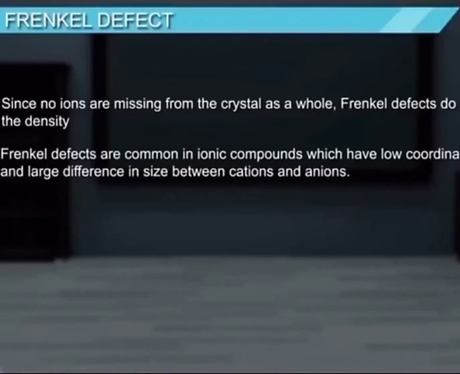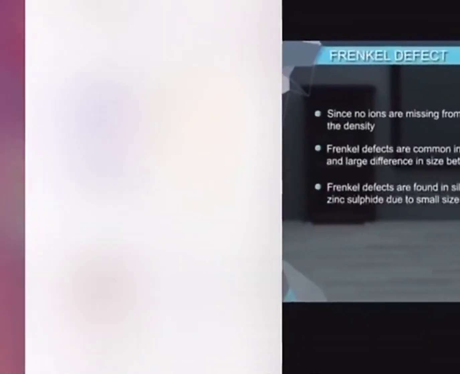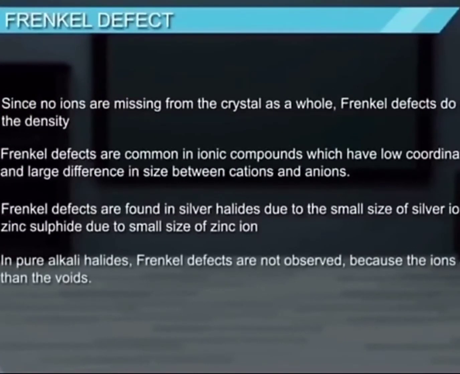For example, ZnS, AgCl, AgBr, AgI, etc. show this defect. Silver bromide shows both Frenkel defect and Schottky defect.